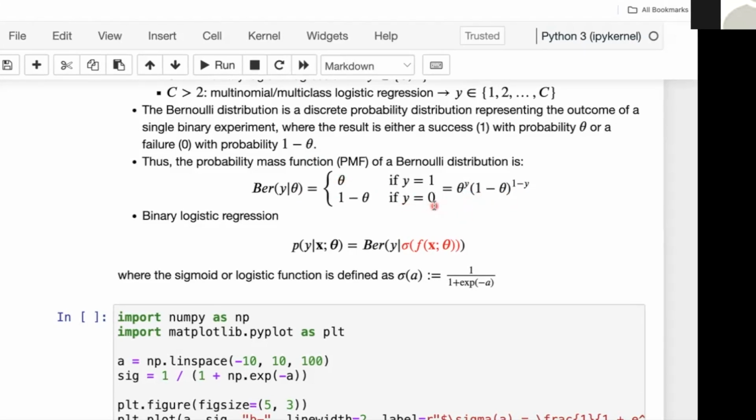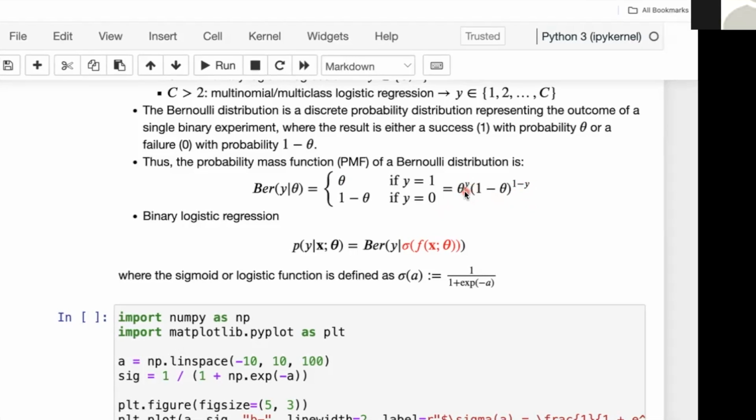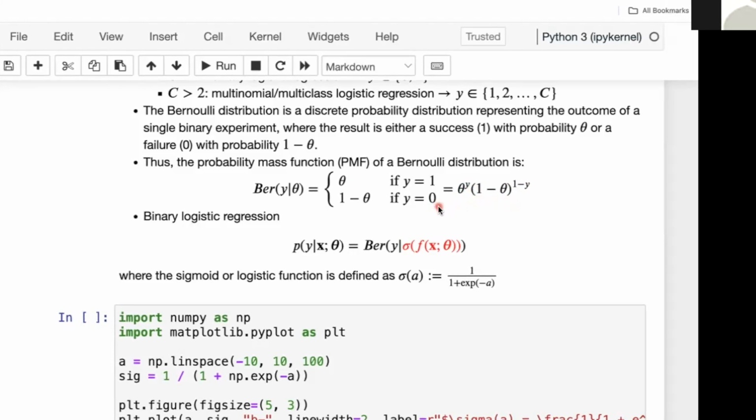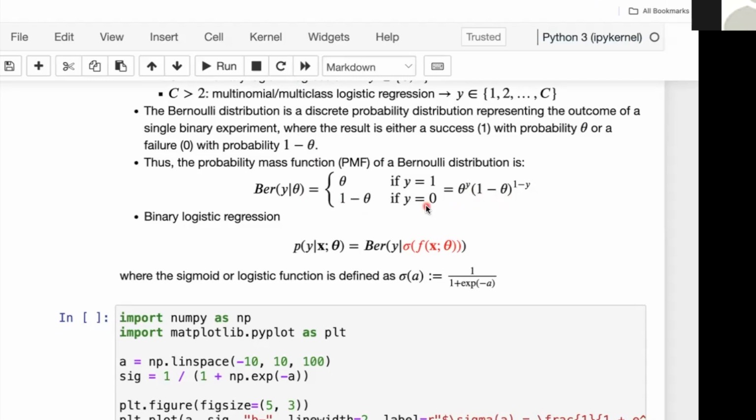And if y equals 0, then 1 minus 0 is 1, so this exponent is 1, and the first exponent is 0, which means that the only term that is active here is 1 minus theta. And that's exactly what we have here in these two conditions, right? So this means that the probability mass function for the Bernoulli distribution can indeed be written in this form.